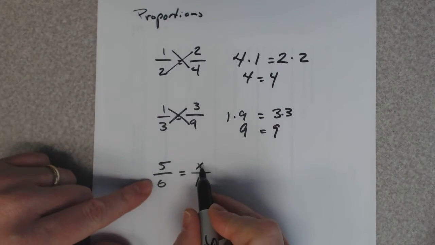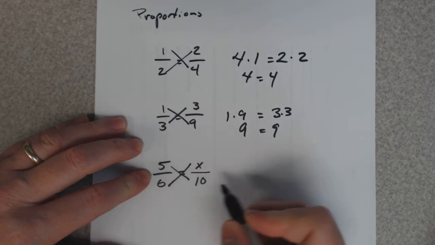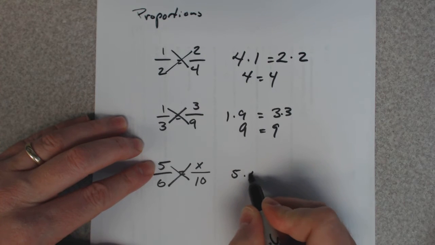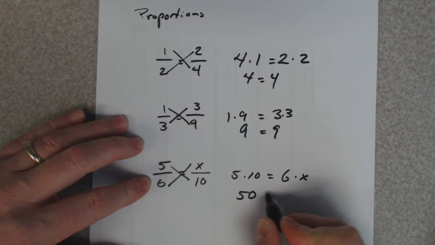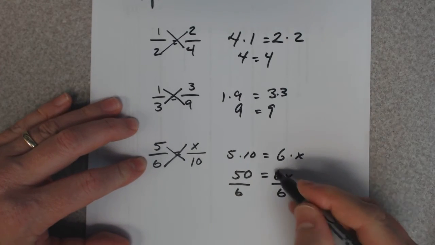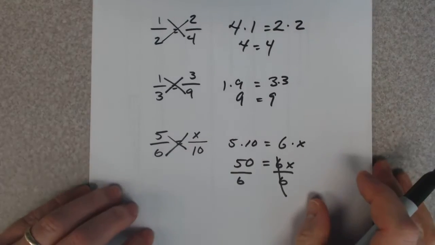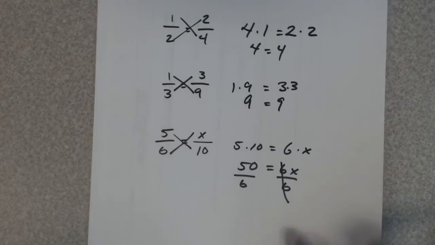So how would you solve for this number on top? Well, you can set your cross products equal. 5 times 10 equals 6 times x. So 50 equals 6x, divided by 6. And you get x equals 50 over 6, 25 over 3. All right. Well, it even gets a little bit easier.